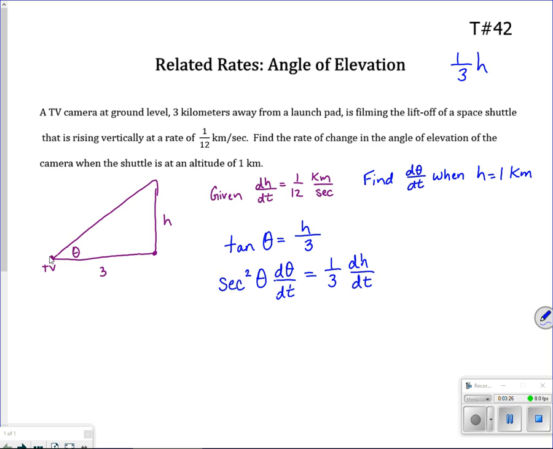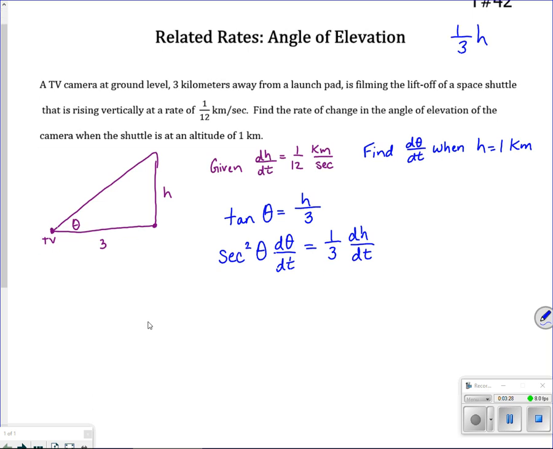Now let's keep going. Here's the weird part: at this point you're like, well, I can fill in what I have. What's bizarre is I have this secant squared of theta. For the purposes of this problem, we're going to solve for d theta/dt. So I'd have 1/3 dh/dt, and if I were solving for d theta/dt, wouldn't I divide both sides by secant squared of theta? Do you agree with that? And then on the left, I would have d theta/dt.